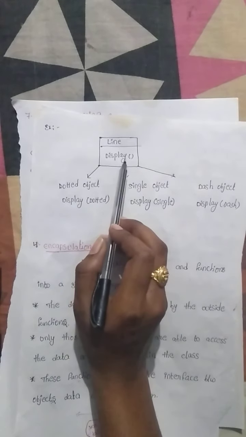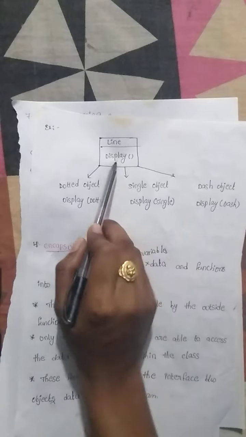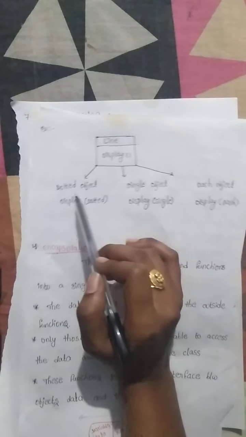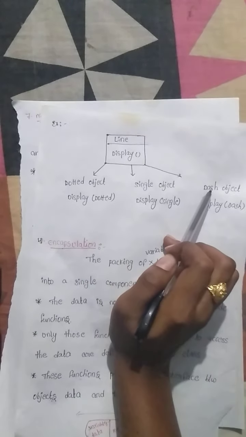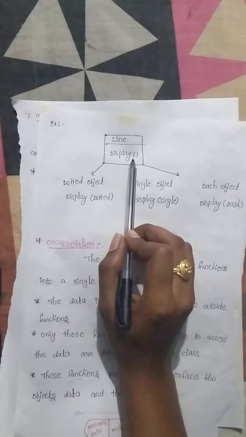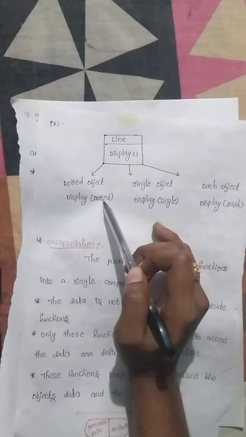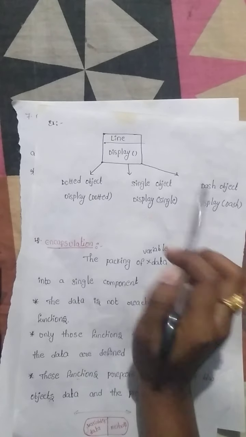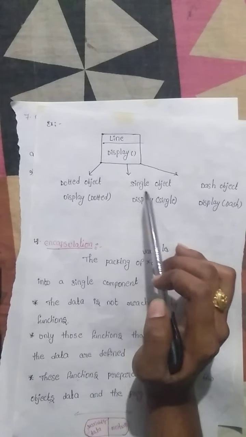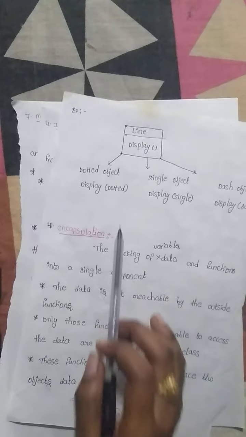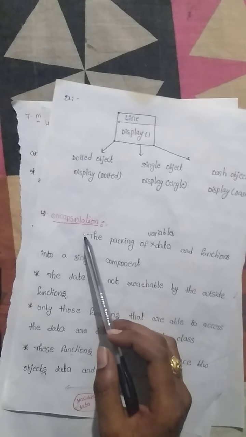Here display is one function. This is one class, this is dotted class, this is single class, this is dash class. This one function we use in dotted, single and dash. This one function we use in many forms. So this is polymorphism. Next, second topic is encapsulation.